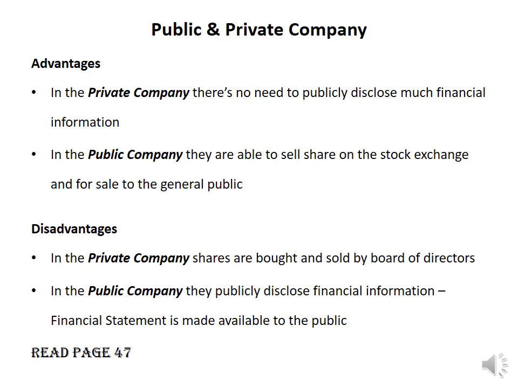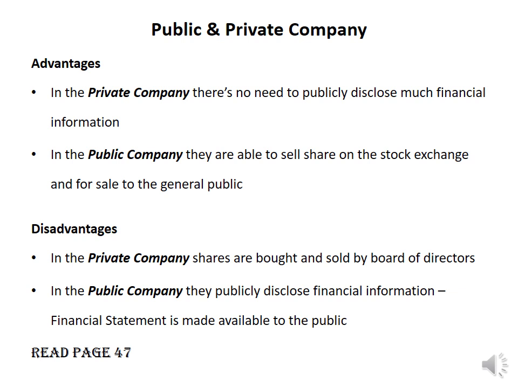The disadvantages and advantages of a public and private company. In the private company, there is no need to publicly disclose much financial information. In the public company, they are able to sell shares on the stock exchange and put them for sale to the general public, so that the public can have shares in the public company.